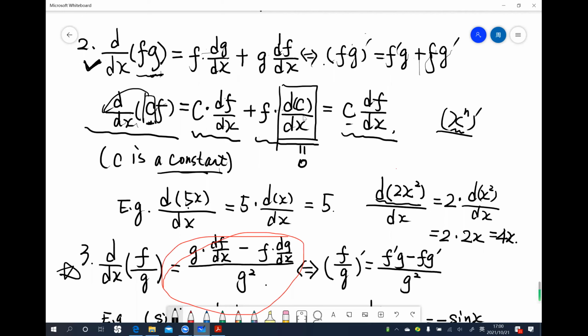Is this the quotient rule or the product rule? Quotient rule. And number 2 is the product rule. Okay, quotient. So see you next week, guys.